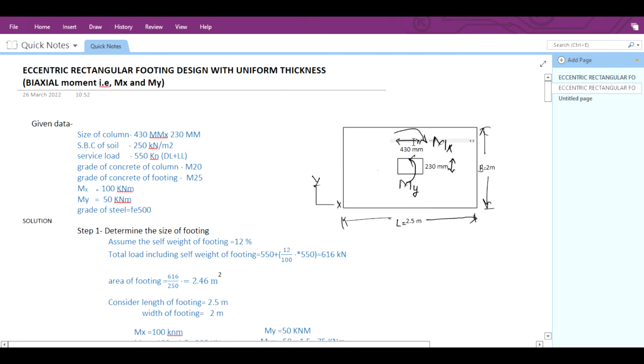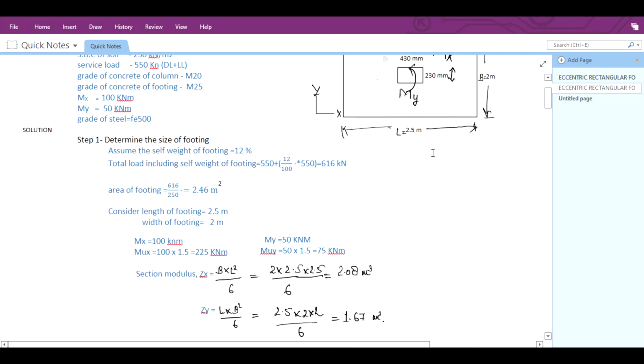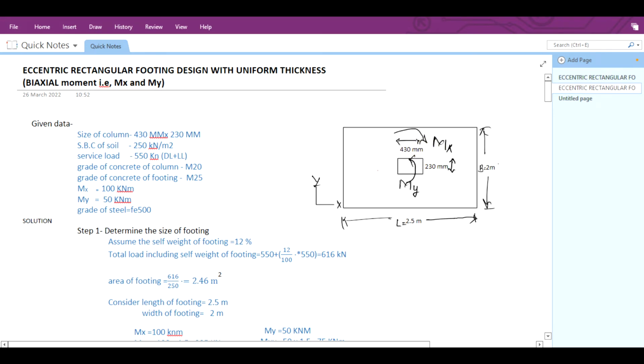Here I forgot to mention, your column was at the center, but due to the moment in x and y direction, the CG of the column will change. So it will come near this position. Your footing CG will come here. If the footing CG is at the center, then due to the moment, your column CG will be shifted to this position. That's why it is called eccentric footing.